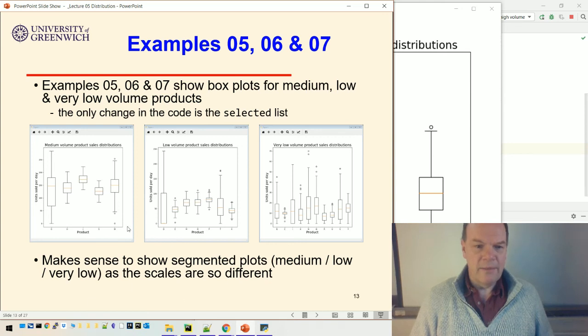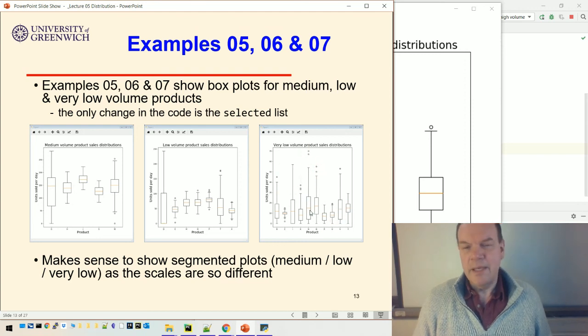You can see that, for example, this one, T, is much noisier than the others. So there's a much wider distribution as compared with the others. And if you compare that with the very low volume product sales, you'll see actually this is the noisiest data. So they tend to be wider boxes relative to the others, and they tend to have more outliers.